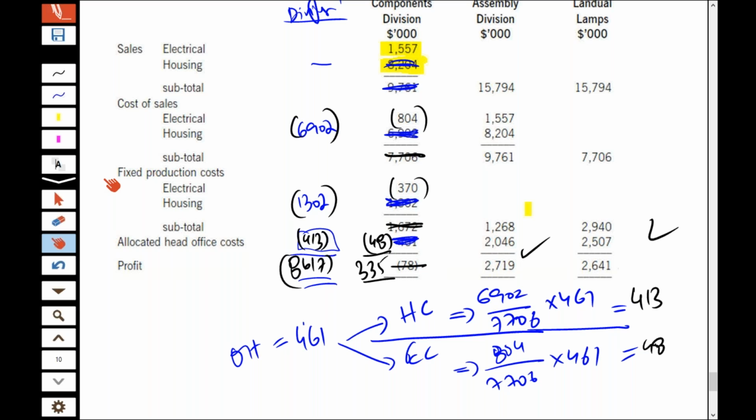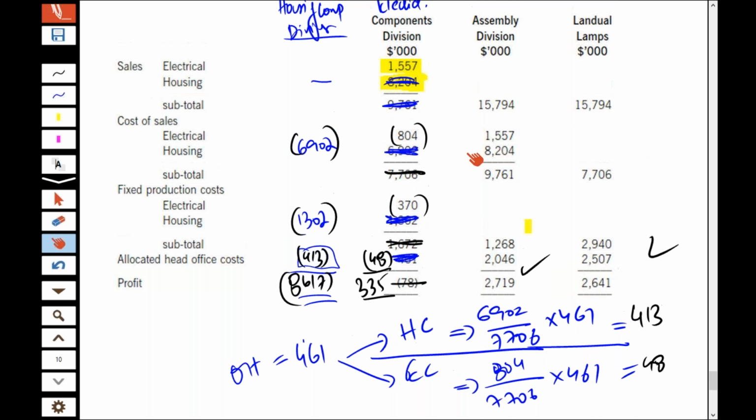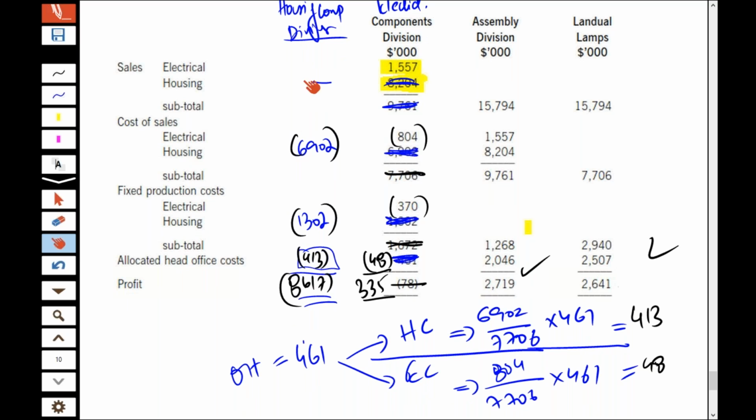we have actually been able to identify that by doing this is what is going to be happening. So what are the advantages of this? This would actually tell you what the electrical component itself is generating. The assembly division remains the same. The housing component, it's a bit demotivating for them that they are being converted into a cost center.